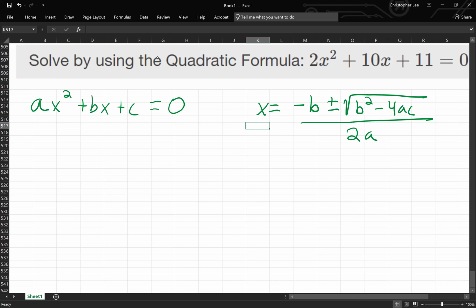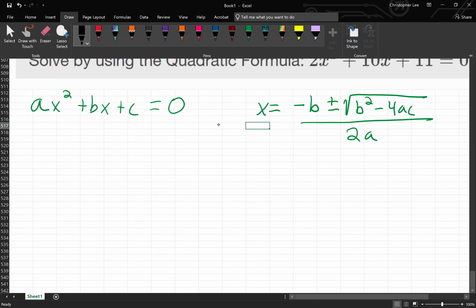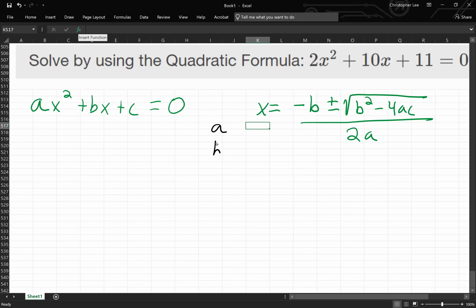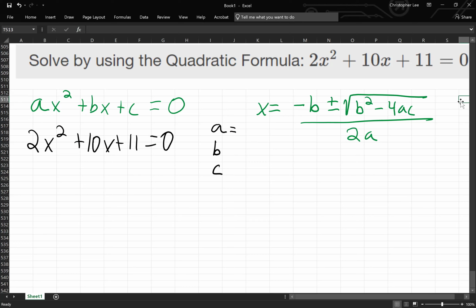All right, let's check this out. A little bit hard. What's my A? What's my B? And what's my C? Just to recap, we have 2x squared plus 10x plus 11 equals 0. What's A? Good. What's B? Good. What's C? Perfect. All right. So now we just want to plug this in.